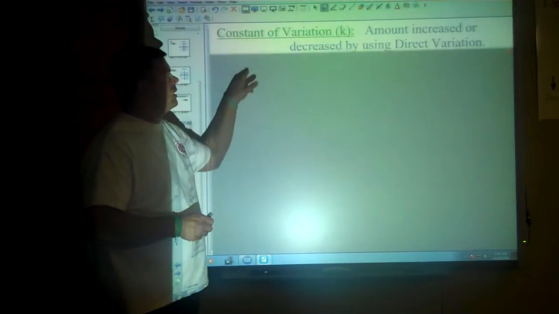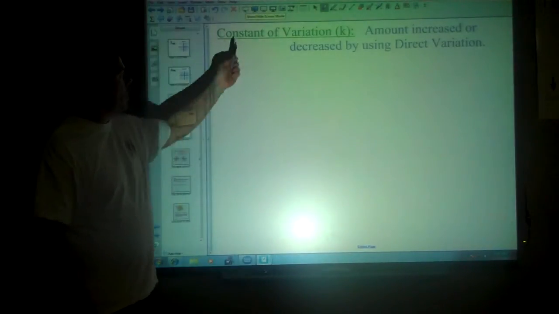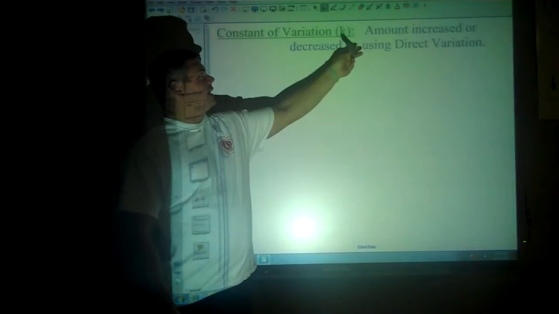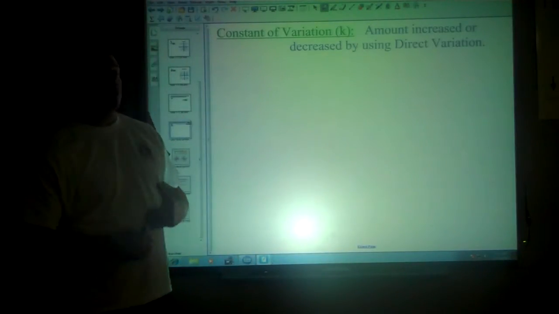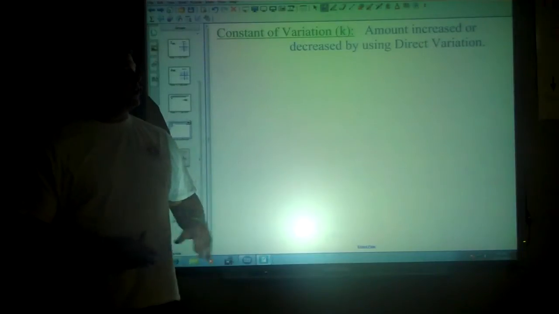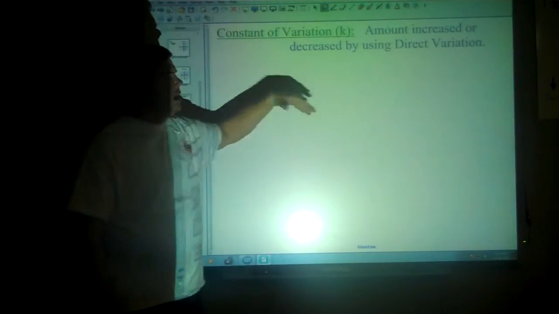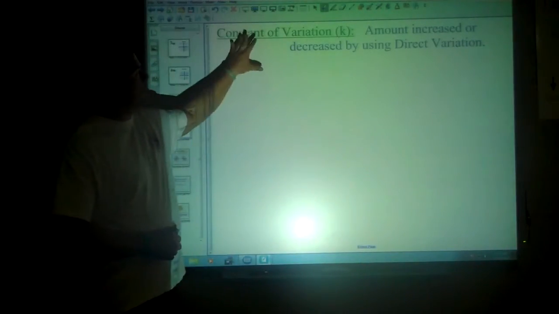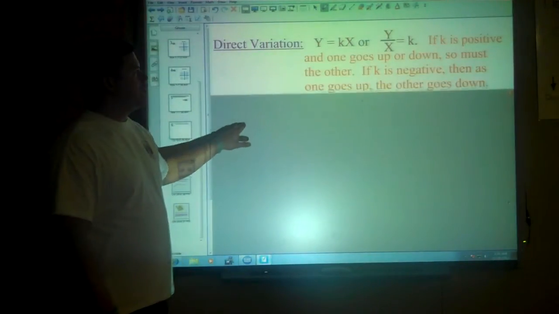Now, in a situation involving direct variation, we have something that we call a constant. We will refer to that constant of variation as the letter K. All right? The amount increased or decreased by when we're using the direct variation. I'm aware you're not quite sure what direct variation means just yet. Obviously, I'm going to go into more detail about that. But just remember that constant is K. Here is our definition for direct variation.